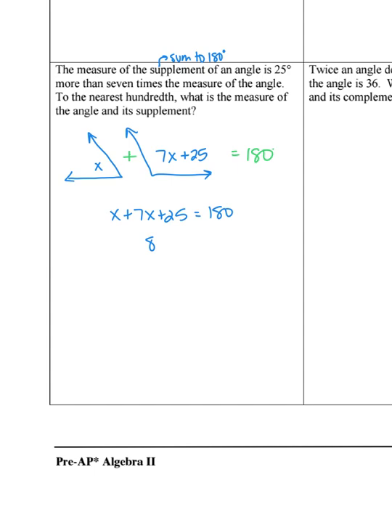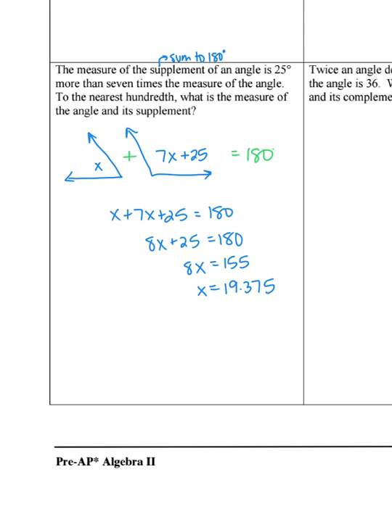I get 8x plus 25 equals 180. Subtract 25, I get 8x equals 155. And divide by 8, we get a decimal, 19.375. This one asks you for the measure of the angle and its supplement.